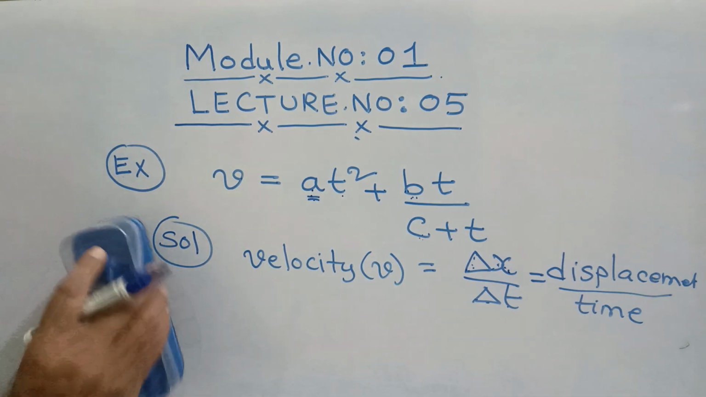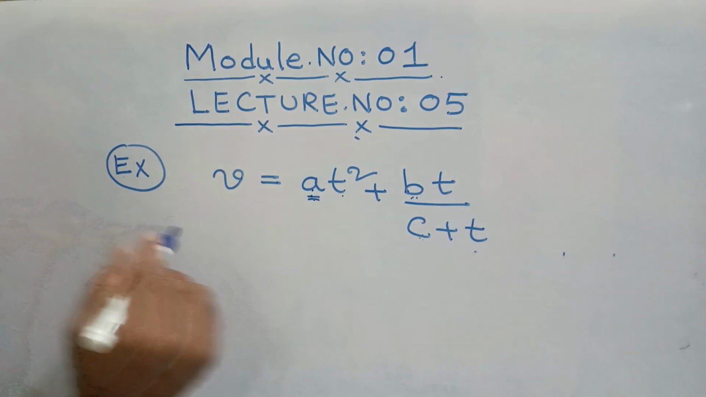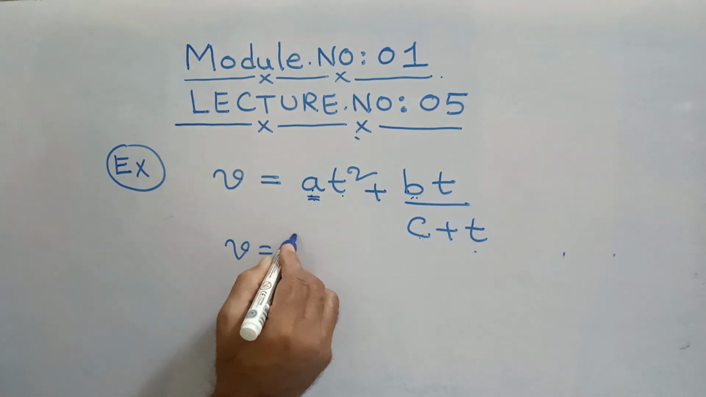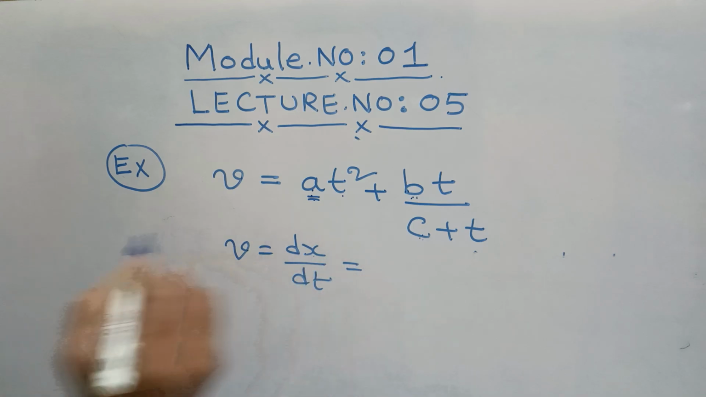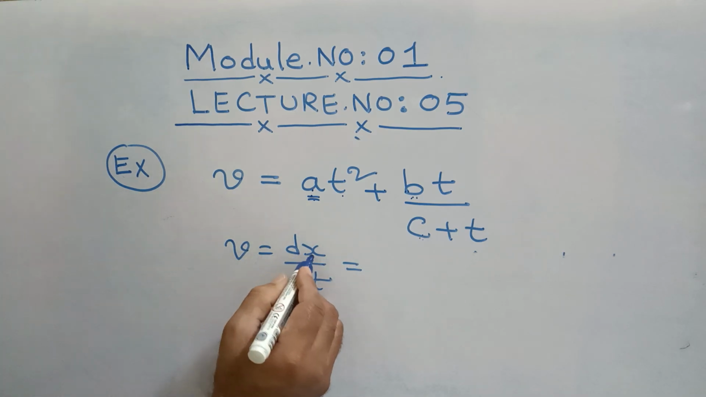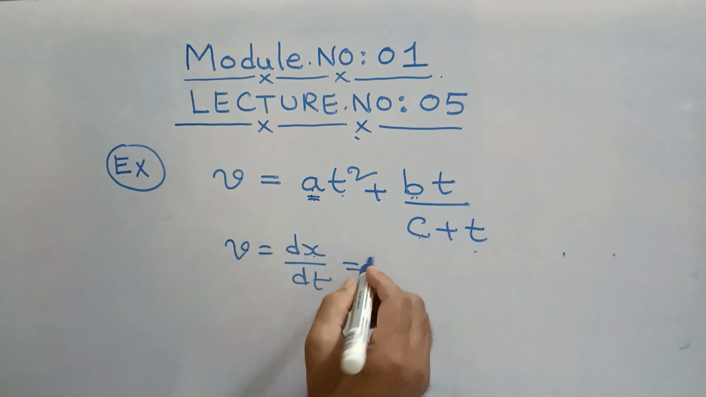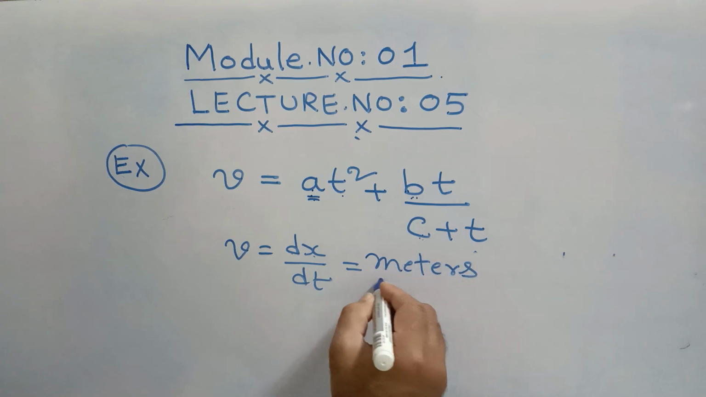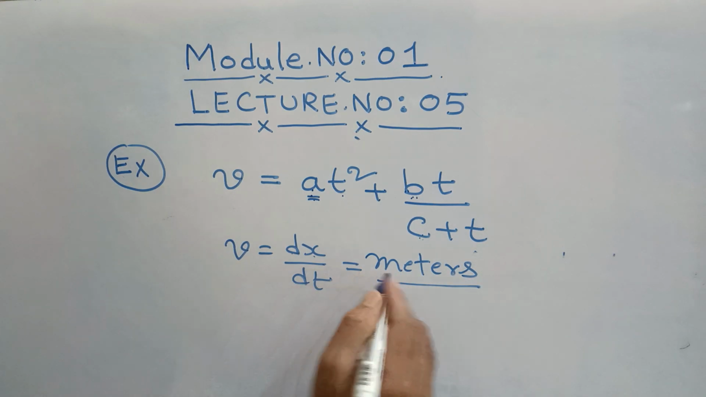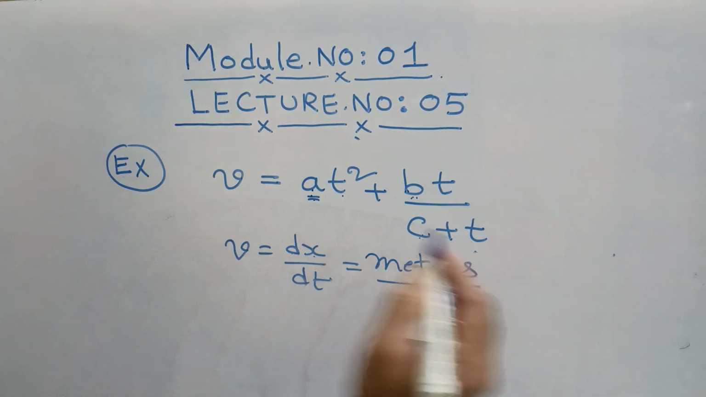Therefore the velocity v is equal to dx by dt, and x is the distance. X is the distance, therefore the difference of x is also distance. Distance is measured in meters, right? Distance is measured in meters, and the time is measured in seconds.